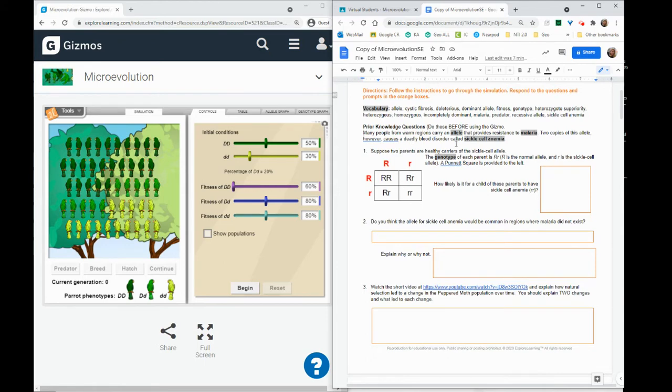But the thing is that the little r allele does provide resistance to malaria. Remember, malaria is an illness that is transmitted by mosquitoes and is common in warm regions. There is medication now to treat malaria, but it was developed in the last 100 years. So for centuries, there was no treatment for malaria. Many people died. People still die from malaria to this day, even though there is a medication that can be used to treat it. Not everybody has access to it.